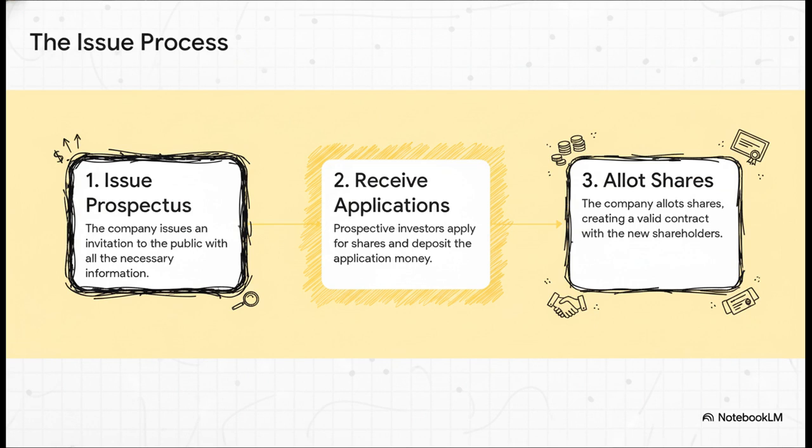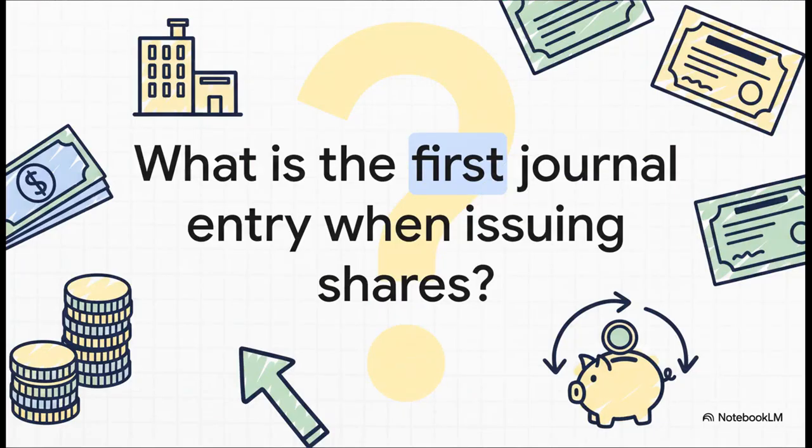That's called allotment, and they ask for the next part of the money. Okay, now I want everyone to pay full attention. This is a classic exam question. When all that application money comes flooding into the company's bank, what is the very first journal entry that we pass? Just think for a second.